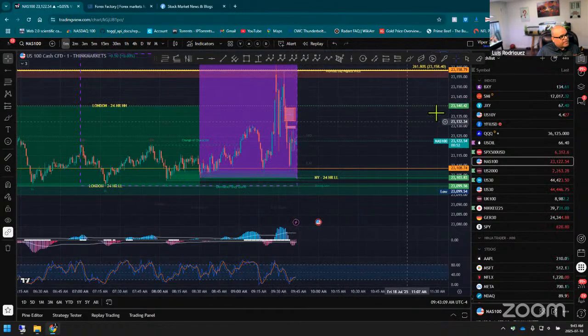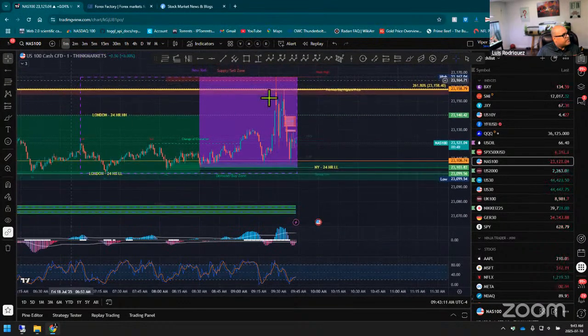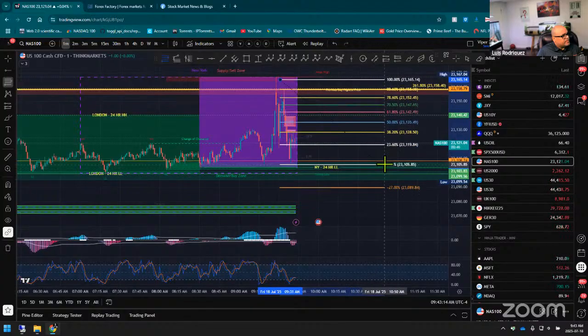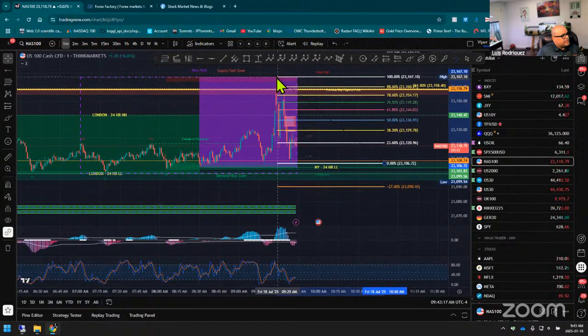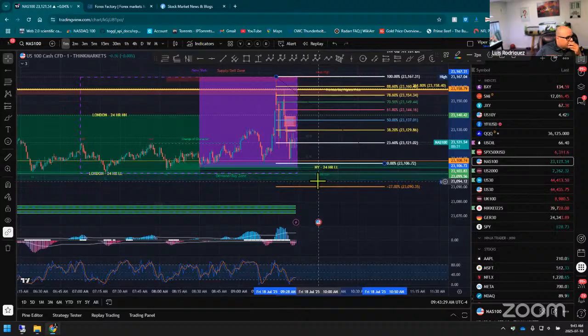Let's see. There you go. See the fair value gap here? It hasn't come to the 50% yet. That is strange. A lot of drastic moves. Anything can happen on a Friday. That's why I don't like to trade Fridays usually. Doing this for the family, but you've got to be really careful.